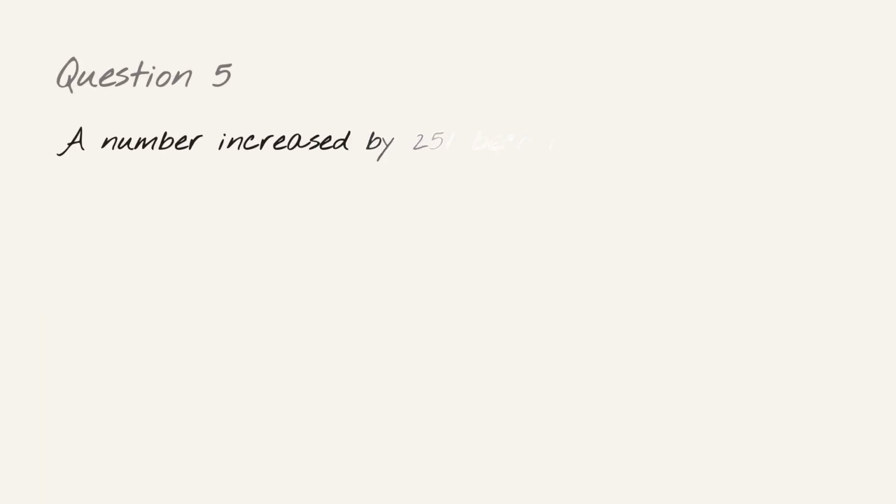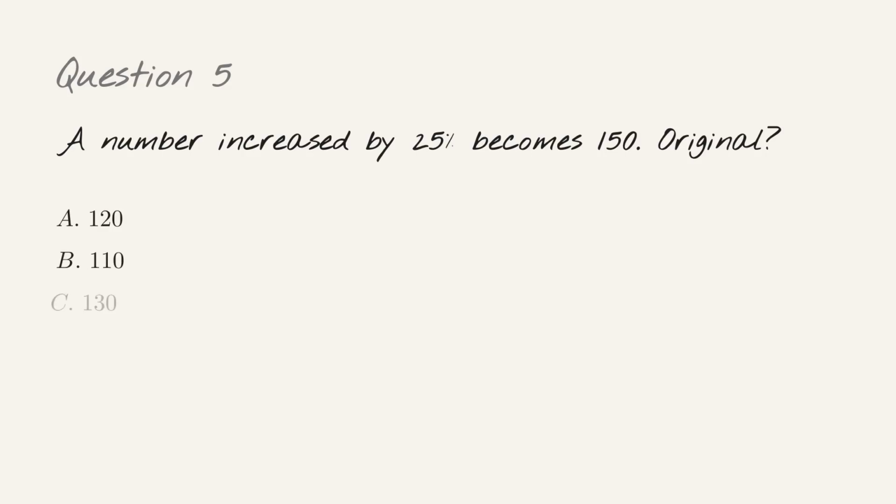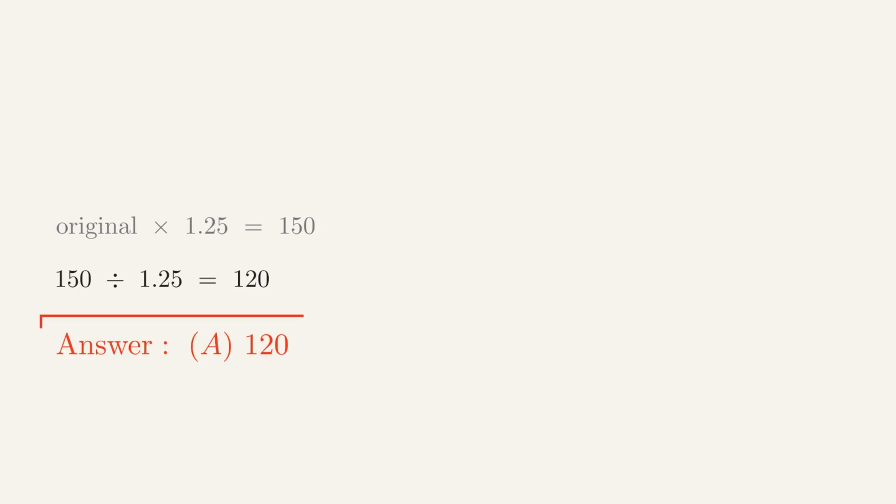A number rises by 25% to become 150. The 150 is 125% of the original, so divide. 150 over 1.25 is 120. This is a reverse percentage. The value given is already after the change, so you divide by the factor, never multiply.